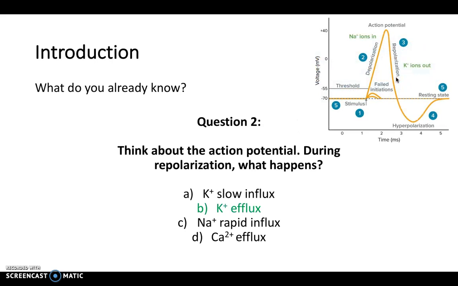In repolarization, of course, it's a potassium efflux, so potassium ions leave during repolarization and sodium ions enter during depolarization. Hyperpolarization is a state of refractory, in other words, no action potential can be generated, and this is due to the slow closing of potassium ion channels.